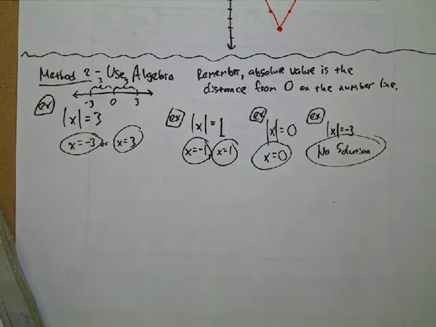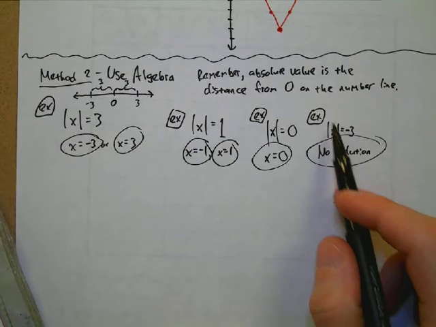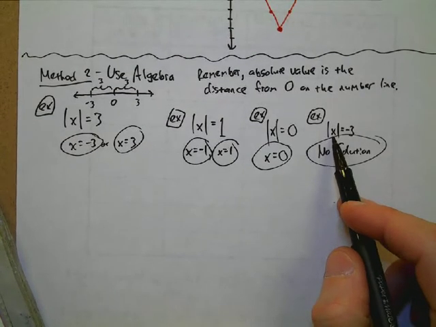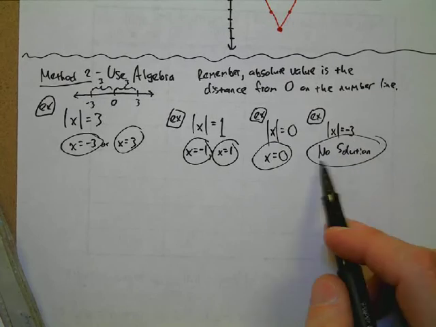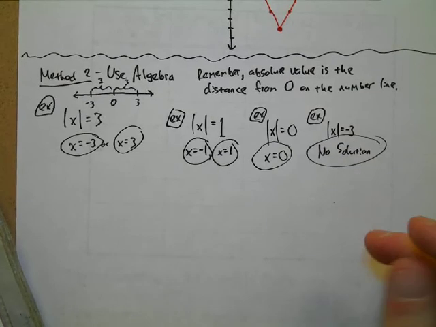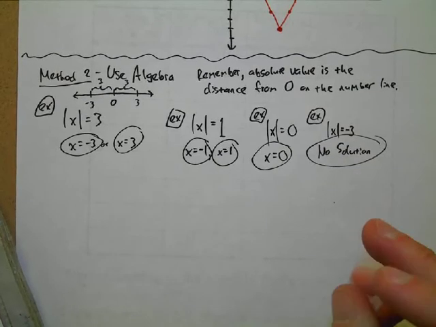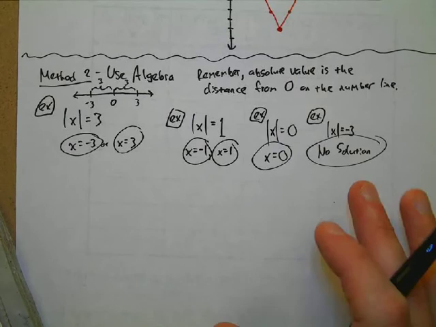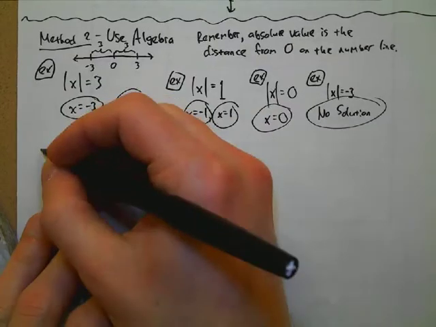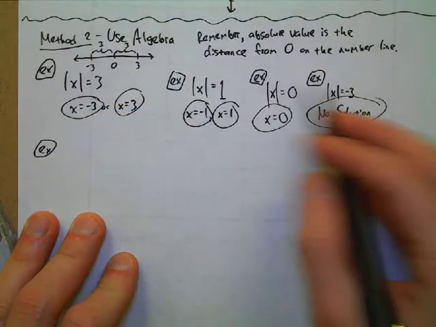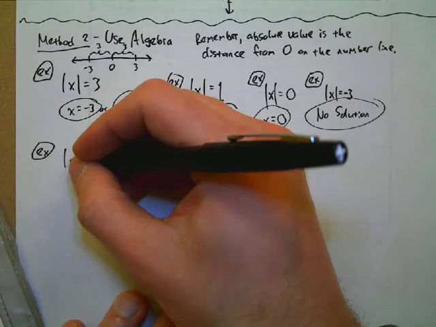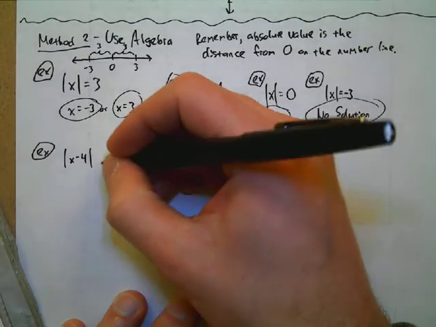So be on the lookout here. When you get to the absolute value of something, and it's equal to a negative value, you know you have no solution. So no solution is a possibility here, and we've got to be on our toes. All right, let's try some more here, because obviously not all of our equations are going to be this simple. Let's add a little more complexity in here.